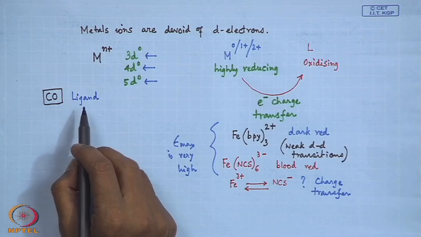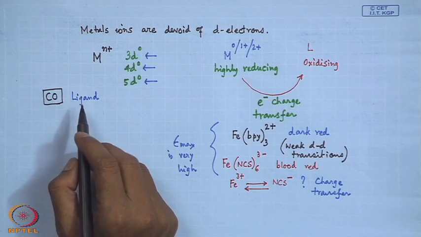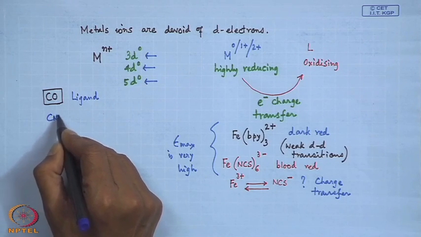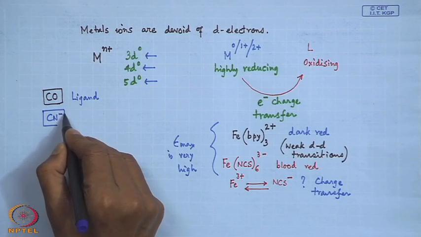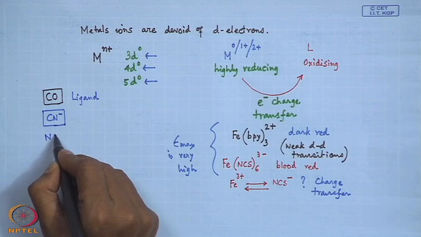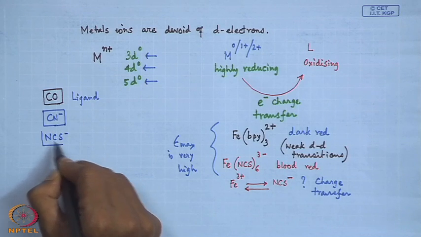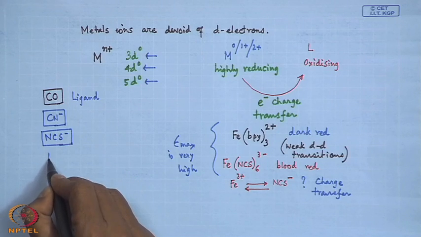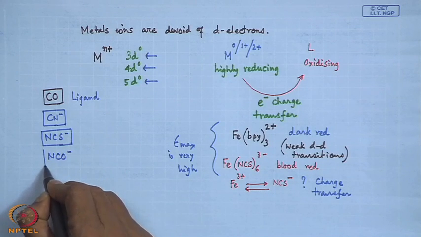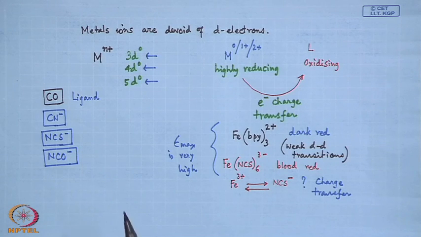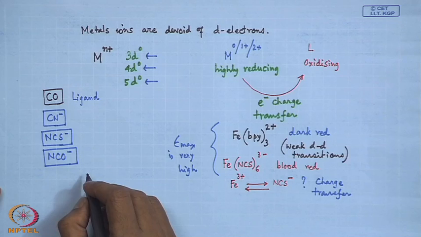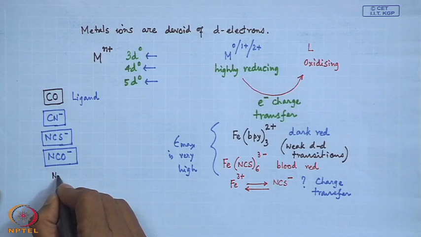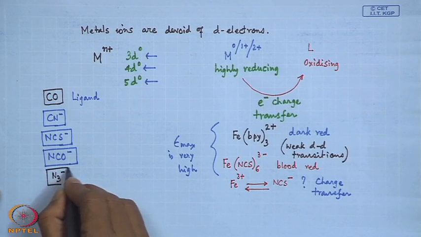So, depending upon the ligand, we can have carbon monoxide, or CN minus, or NCS minus, or NCO minus, cyanate. All these ligands have different types of connectivity patterns between the atoms present there. Also, we can have N3 minus, the azide anion.